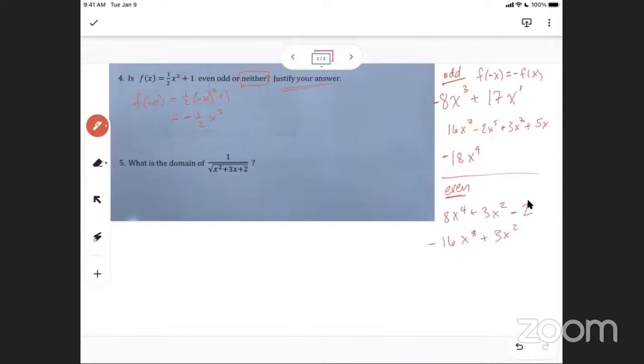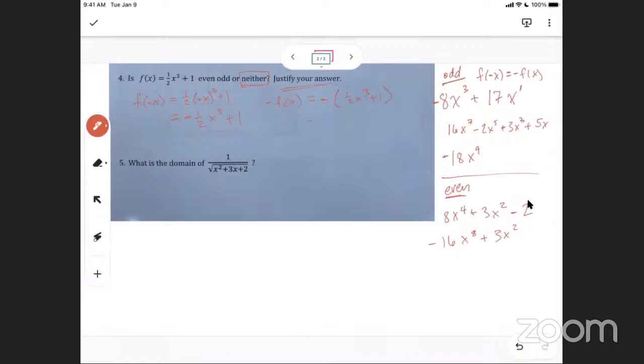But what happened to the 1? Did the sign change on the 1? No, so it's still plus 1. Okay. So does this thing equal negative f of x or not? Let's look at what negative f of x looks like. Negative f of x would be negative 1/2 x cubed plus 1.